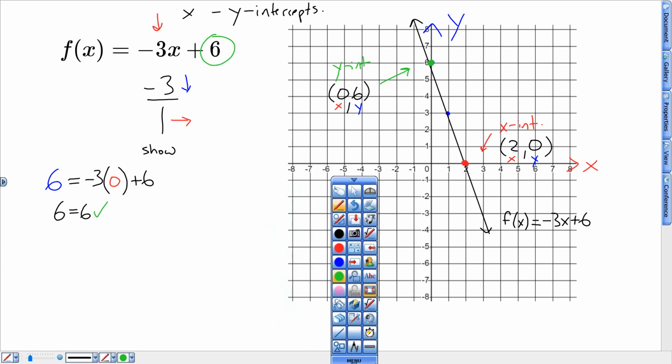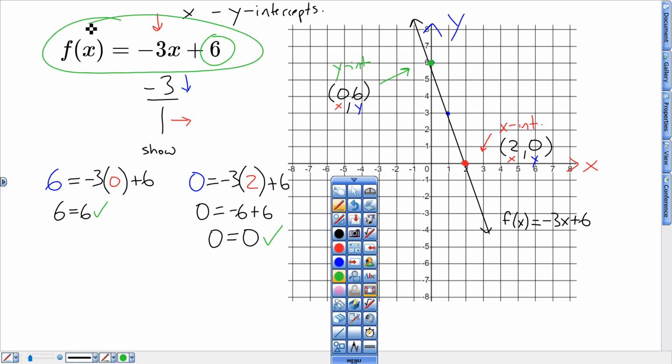Take this one and plug in 2 right here and plug in 0 right here for y. Show me the check. So for this one I got 0 equal to negative 3. Plug in that 2 right here. Plus 6 gives me 0 equals negative 6 plus 6. That is true. So of course, show me that work. Prove to me that those points are part of that original equation we just graphed.